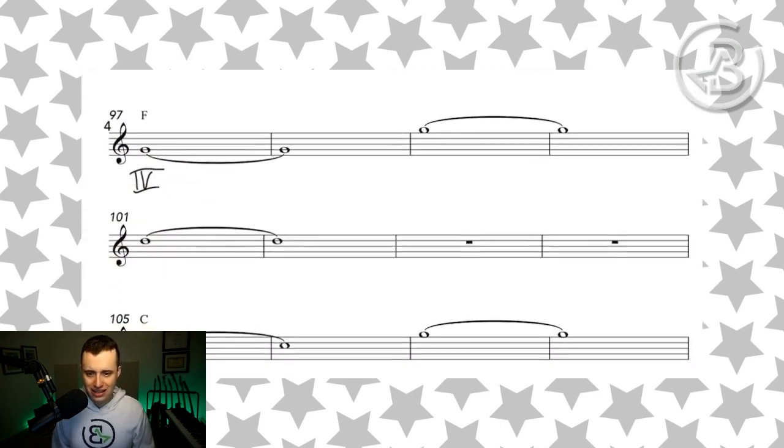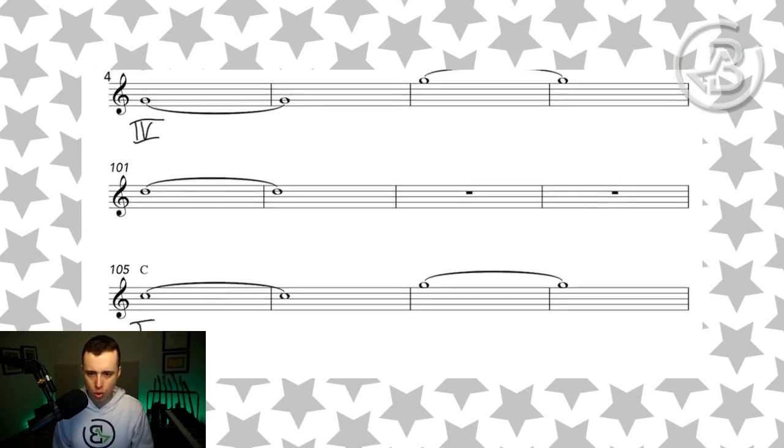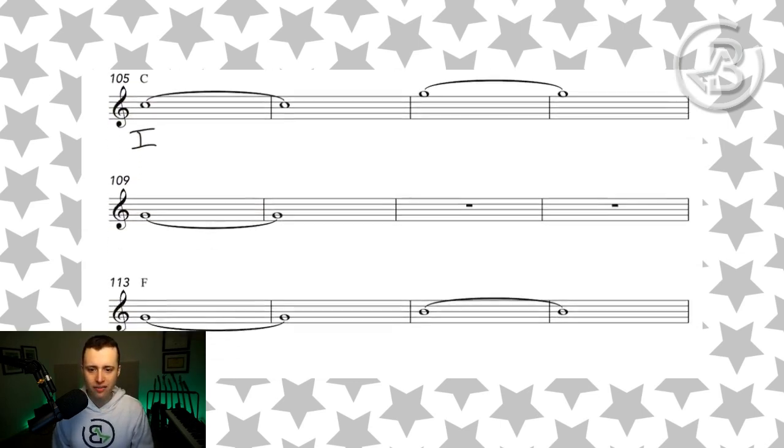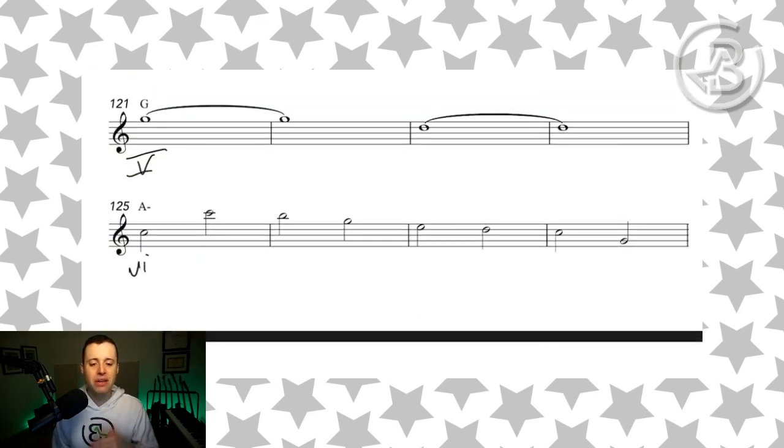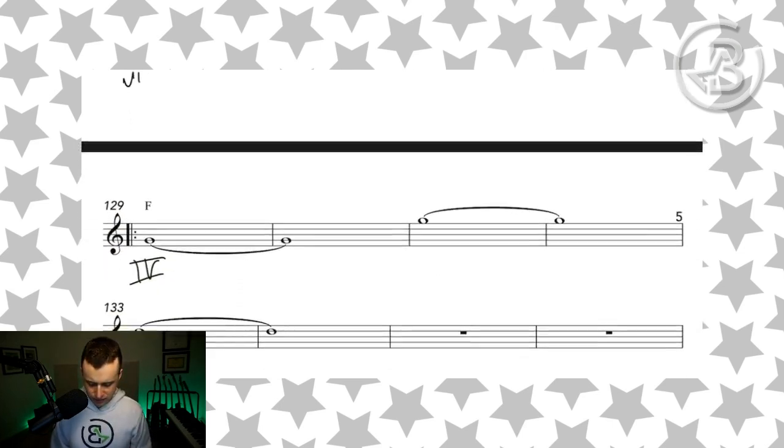Sure enough, we can see in 97, we continue this chord progression of F, C, F, G, A minor. And because this chord progression is here, it just pushes us forward. We never have that resolution starting or ending this chord progression on the 1. We're starting on 4, ending on 6.